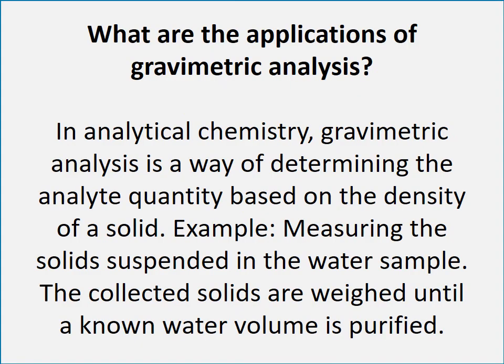So what are the applications of gravimetric analysis? In analytical chemistry, gravimetric analysis is a way of determining the analyte quantity based on the density of a solid. For example, measuring the solid suspended in a water sample, so how much solid is present in the water. Okay, so the collected solids are weighed until a known water volume is purified.